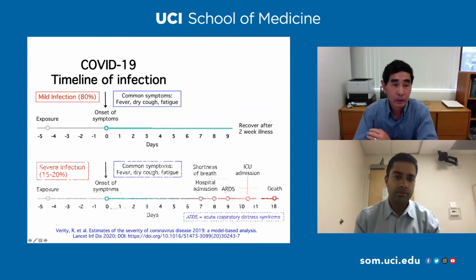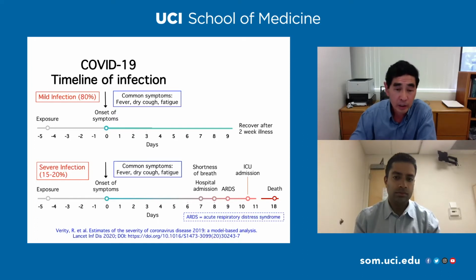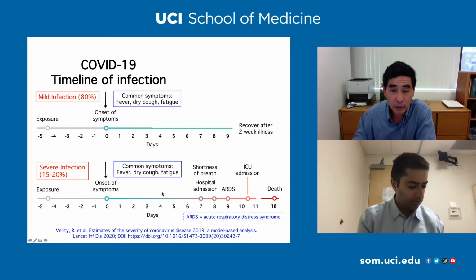Now, for about 15 to 20% of patients who are symptomatic, they have a more severe infection. The initial infection is the same. They have fever, dry cough, and fatigue as common symptoms. But at the end of the first week, these patients take a turn for the worse. They have shortness of breath. It necessitates being seen by doctors and being admitted to the hospital.